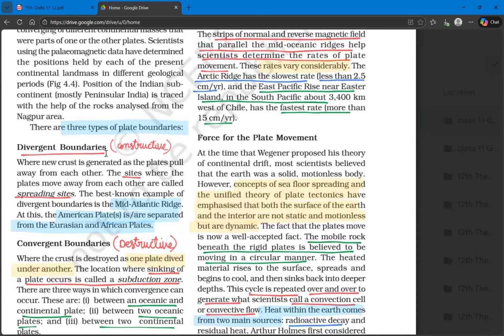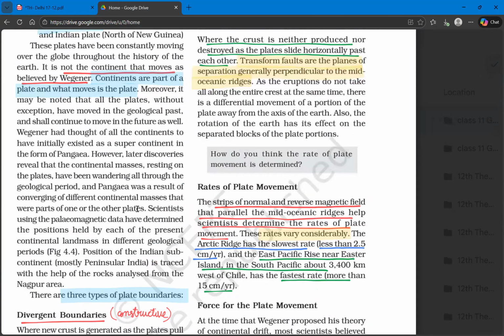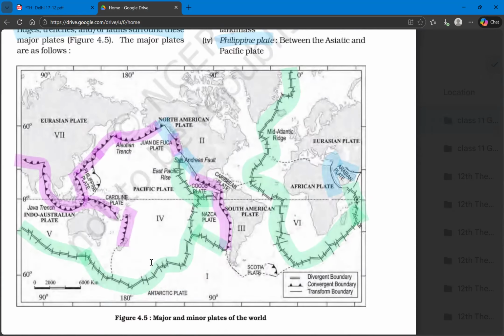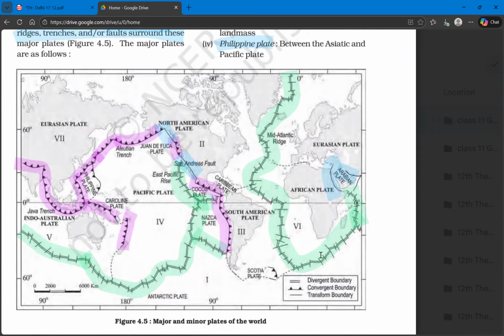The first one is divergent boundaries. The divergent boundaries are also called constructive boundaries because with their movement, a new crust is formed. In divergent boundaries, new crust is generated at the plates as they pull away from each other. The sides where the plates move away from each other are called spreading sides. The best known example of divergent boundaries is the Mid-Atlantic Ridge. Here. So this is the divergent boundary.